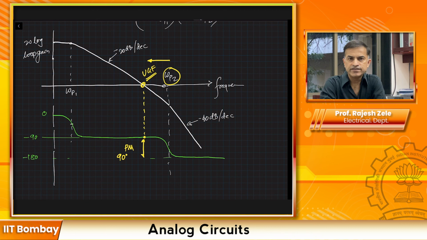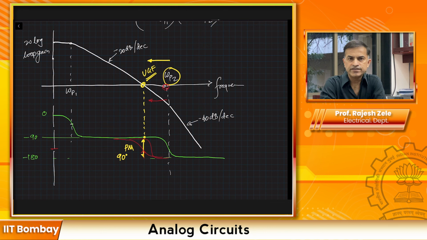Then something like this will start happening. And now clearly you can see the phase margin will start dropping as the pole location, which is omega P2, starts moving close to the unity gain frequency. So when omega P2 is right on top of the unity gain frequency location, then it will be 45 degrees of phase margin, because you will have another 45 degrees of phase shift due to omega P2, and you will have only 45 degrees of phase margin.